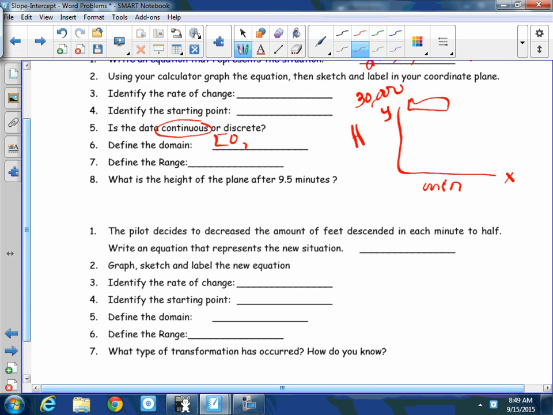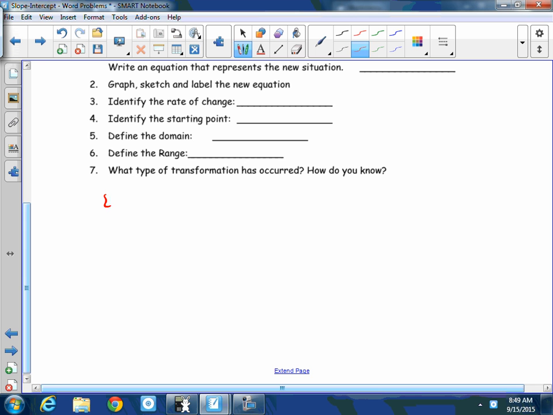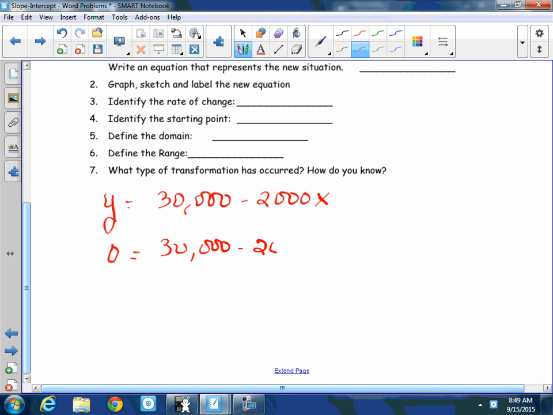This is what I would have done. I would have taken my equation, y equals 30,000 feet minus 2,000x. I want a height of 0, because I can't go below 0, otherwise I crash the plane. Correct? Are you with me or not? Yes? Alright, so then I would figure out how much that would be.